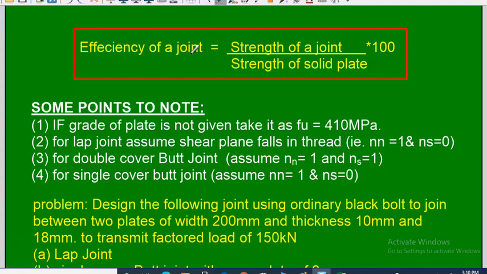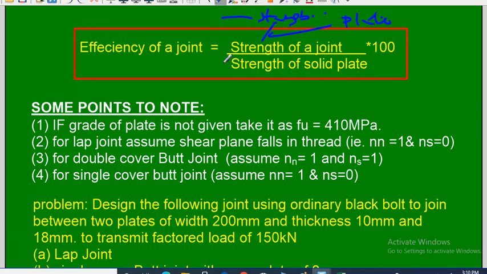We need to find out the efficiency of the joint. The efficiency of the joint is nothing but strength of joint divided by strength of solid plate, into 100. What is the strength of a joint? It means the strength of bolt and the strength of plate. You calculate both, and out of these, which is the least? How do you calculate the strength of bolt? Calculate shear strength and bearing strength. Out of these two, the least is the strength of the bolt. You compare that with the strength of the plate. Out of these three, the least is called the strength of the joint.